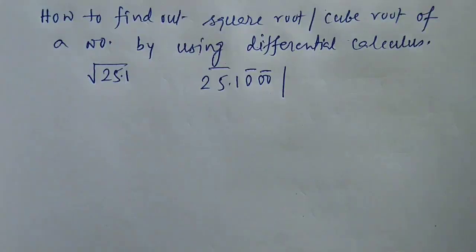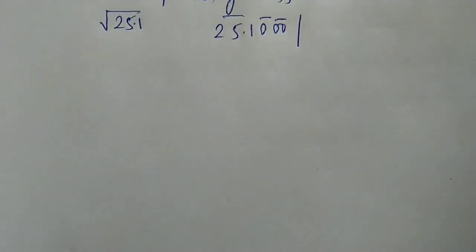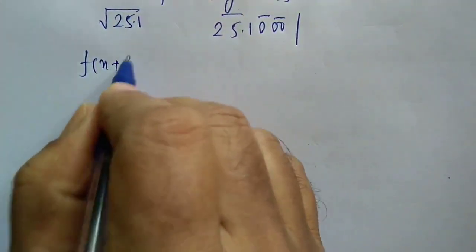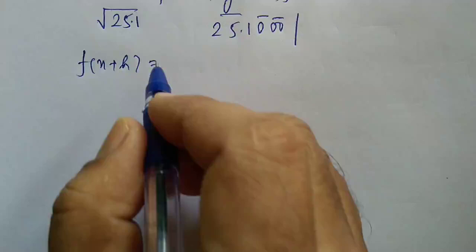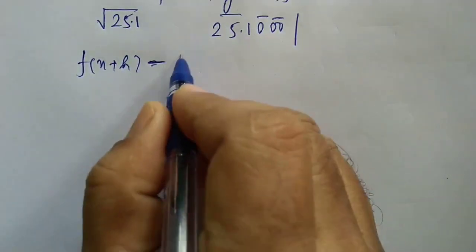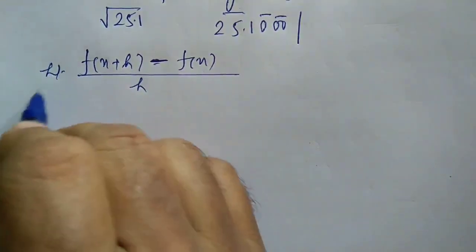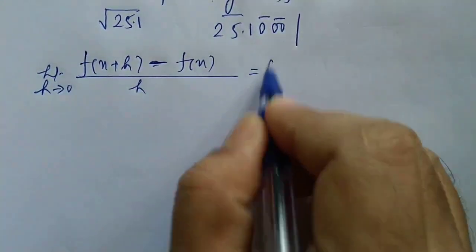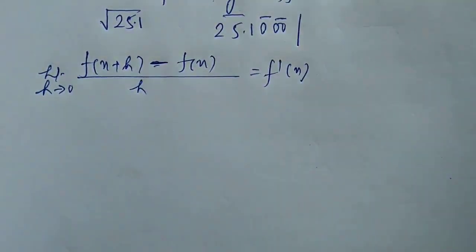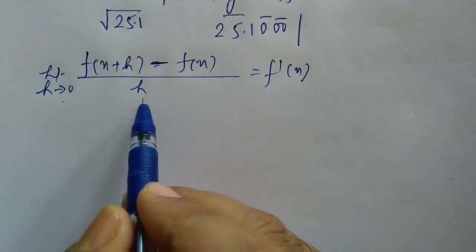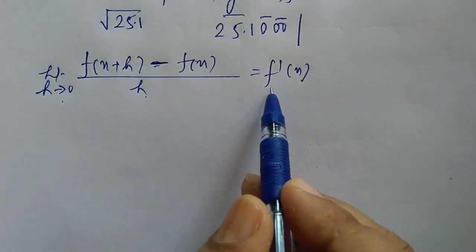Now we shall start with using the first principle of derivative. Let us see how it is. Hope all of you can remember the first principle of derivative. What is first principle of derivative? Is it our f dash x? Limit h tends to 0, f(x plus h) minus f(x) by h equal to f dash x.